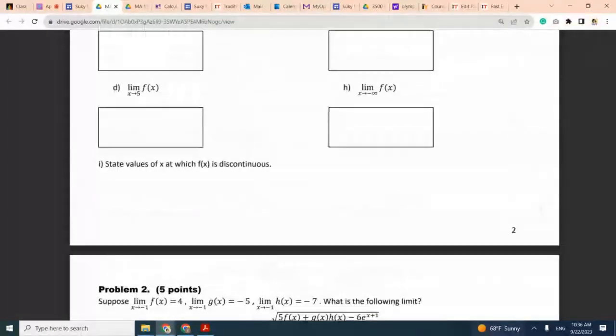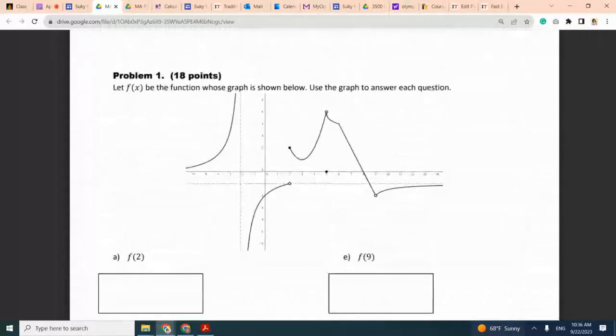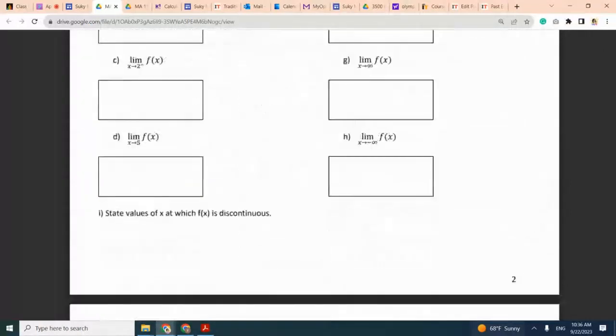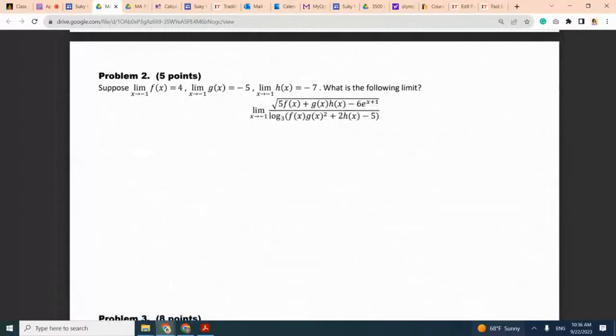Okay. And you also need to state the x values where it's non-continuous, right? Okay. And then this one, we use the limit laws. We move the limit inside with each of the functions, right? And then we plug in these numbers. But for the exponential function, when you plug in x is -1, you get e to the 0. What's e to the 0? 1. And also log, okay, so be able to calculate log.